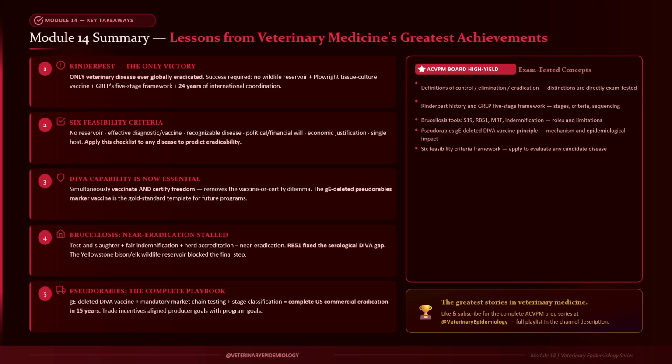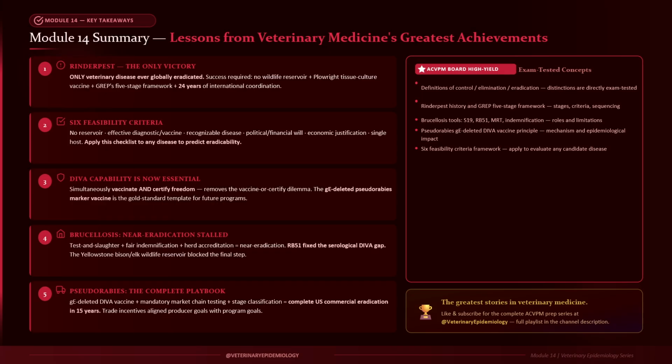The 6 feasibility criteria: epidemiological vulnerability, effective intervention, practical tools, demonstrated regional elimination, no unmanageable wildlife reservoir, and sustained political and financial commitment. Apply these to any disease the exam puts in front of you, and you have a framework for any question they can throw at you. Rinderpest, morbillivirus, declared eradicated in 2011 by FAO and OIE. Plowright tissue culture vaccine, 5-stage GREP framework, FAO-led global coordination. The only animal disease ever globally eradicated.